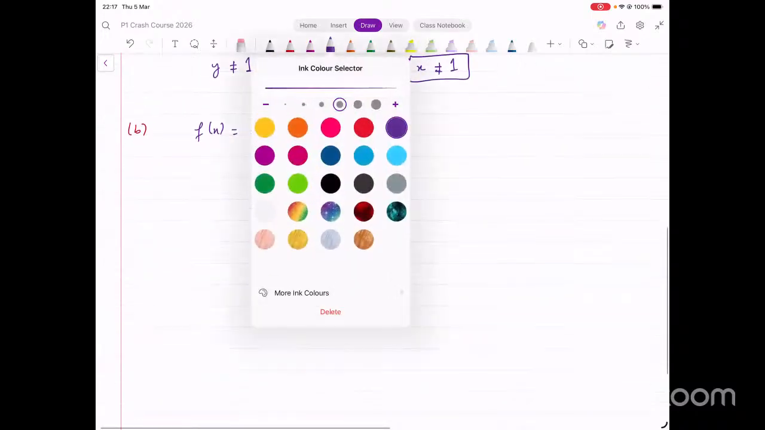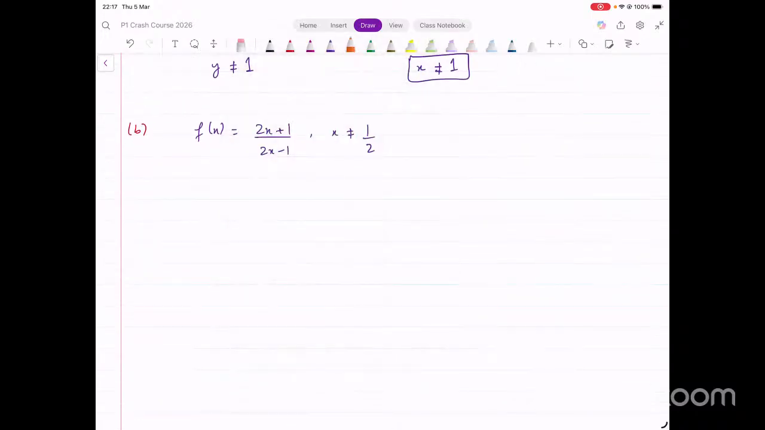Let's find an expression for f inverse. That will be your standard process. How do we start? We say let y equals f of x, and that becomes y equals 2x plus 1 over 2x minus 1. Now you just need to make x the subject. How do you do that? Multiply this on the other side, and that will give you 2xy minus y equals 2x plus 1.